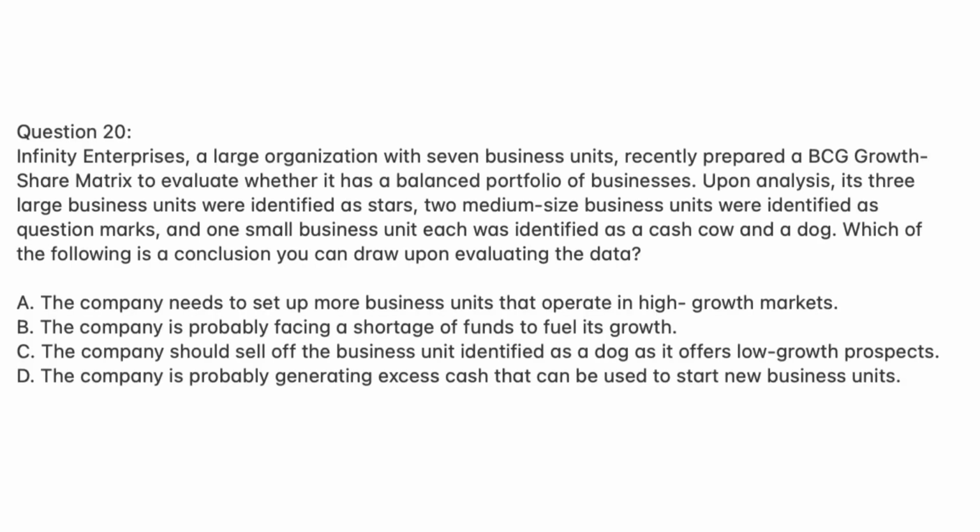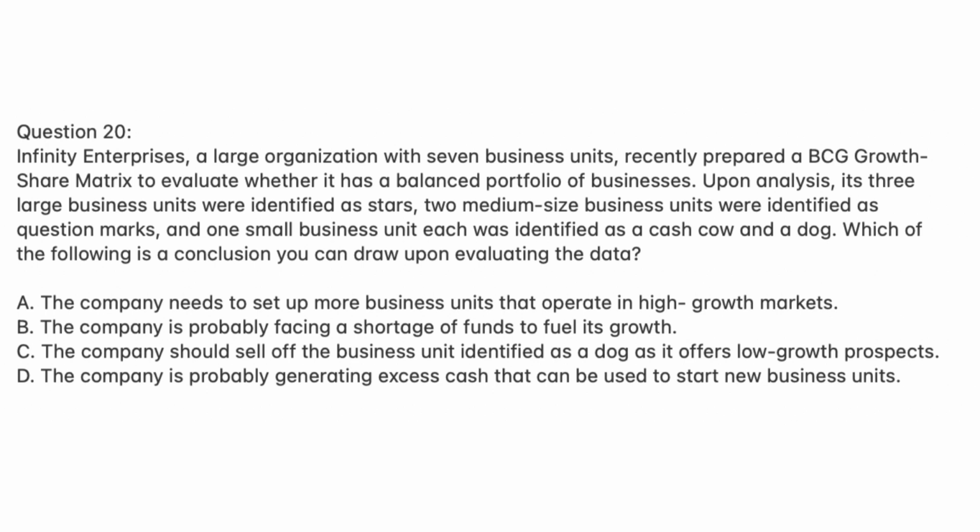Question 20. Infinity Enterprises, a large organization with 7 business units, recently prepared a BCG growth share matrix to evaluate whether it has a balanced portfolio of businesses. Upon analysis, its 3 large business units were identified as stars, 2 medium-sized business units were identified as question marks, and 1 small business unit each was identified as a cash cow and a dog. Which of the following is a conclusion you can draw upon evaluating the data?